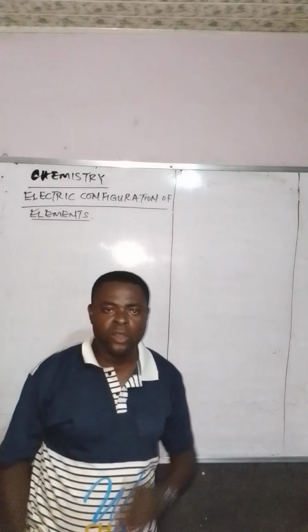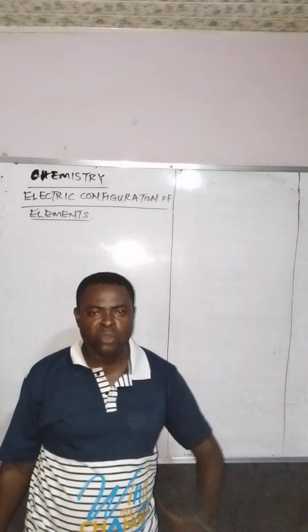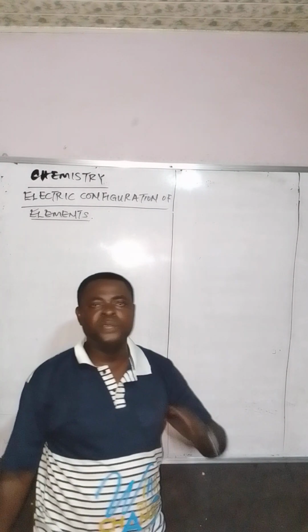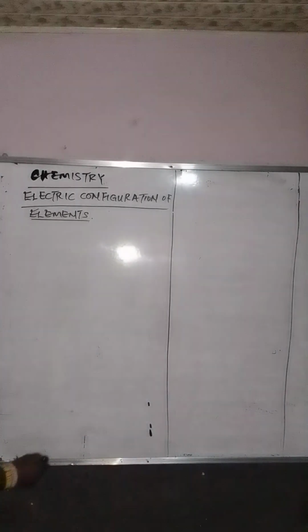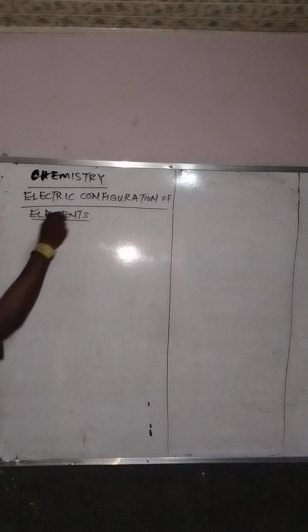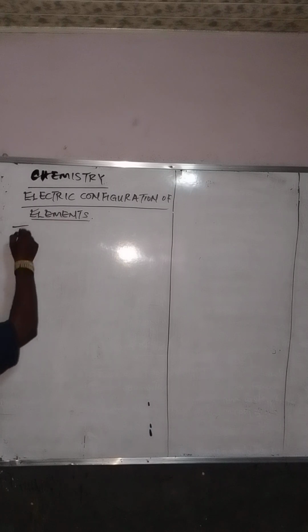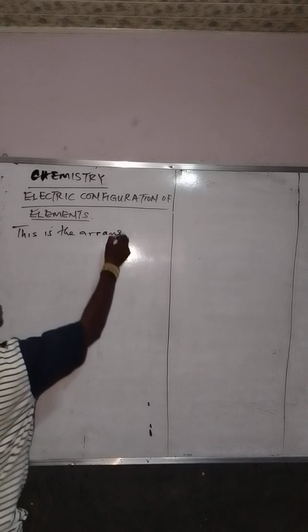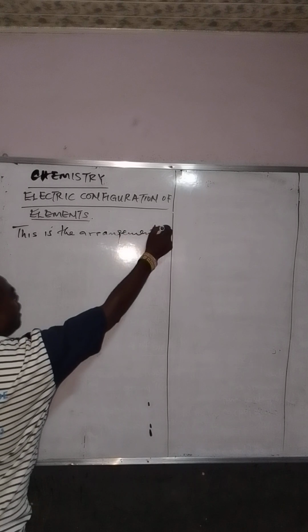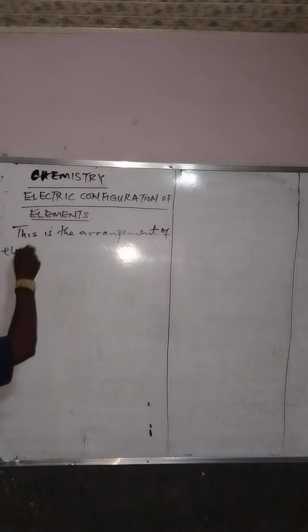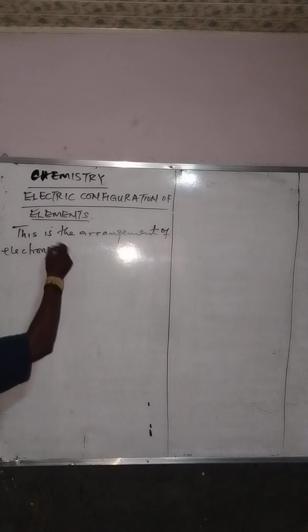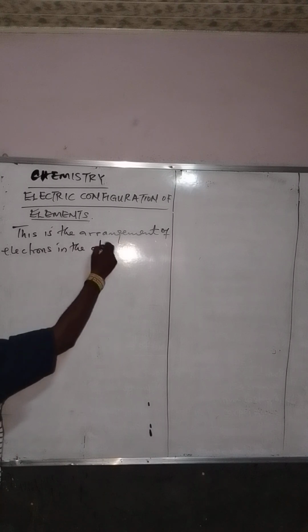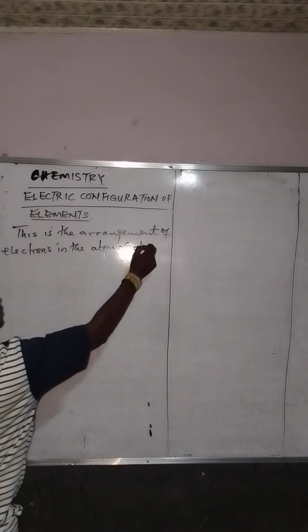Configuration means arrangement. Then the word electron, what arrangement are we talking about? Arrangement of electrons. Where can we find electrons? In the atom. And atoms are present in certain molecules of elements. So this is the arrangement of electrons in the atom of elements.